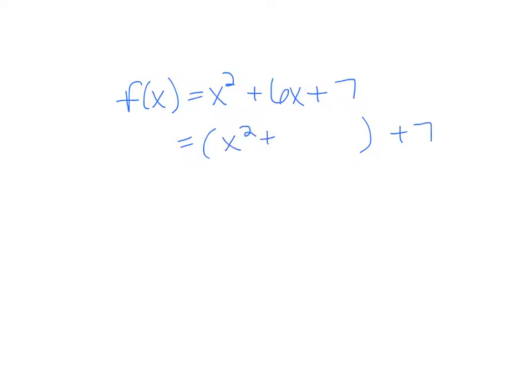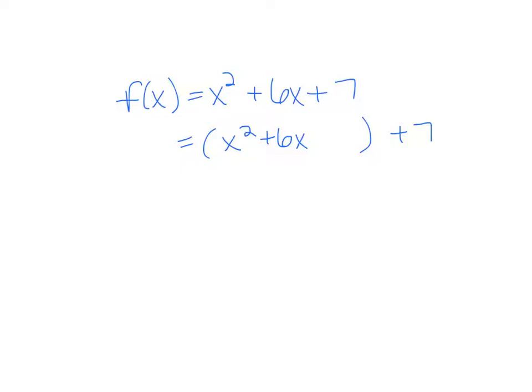I'll show you one more. It's not on the review, but that way you have another one. So let's say we had f of x equals x squared plus 6x plus 7. So we are going to keep the part that we want to factor separate, and we're going to put that plus 7 on the outside.